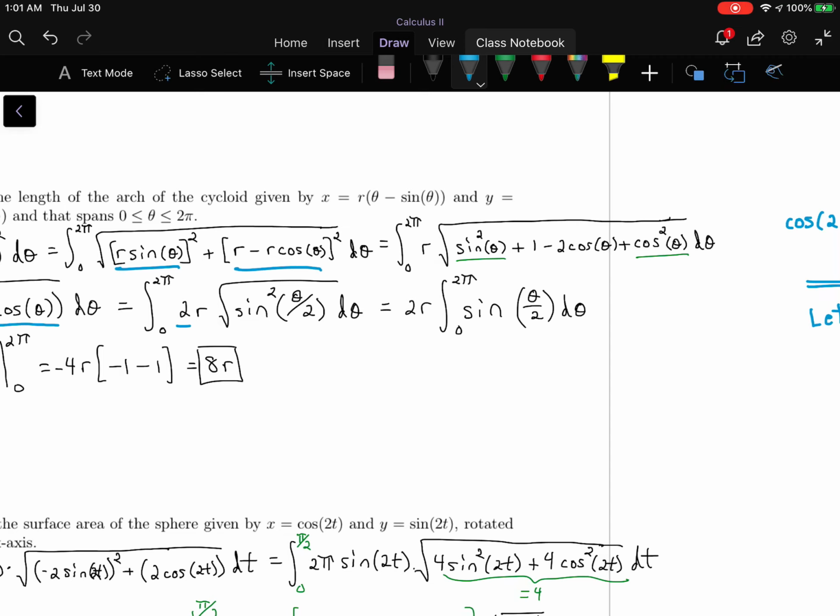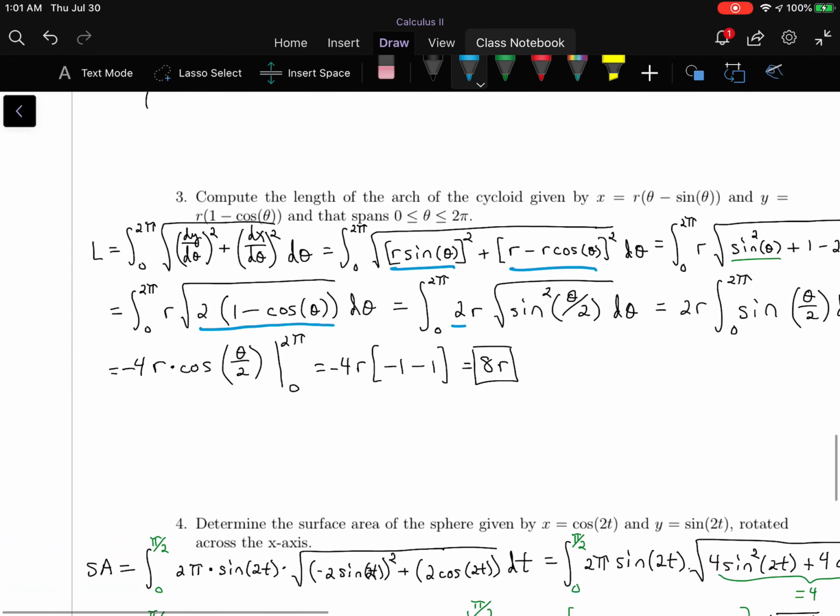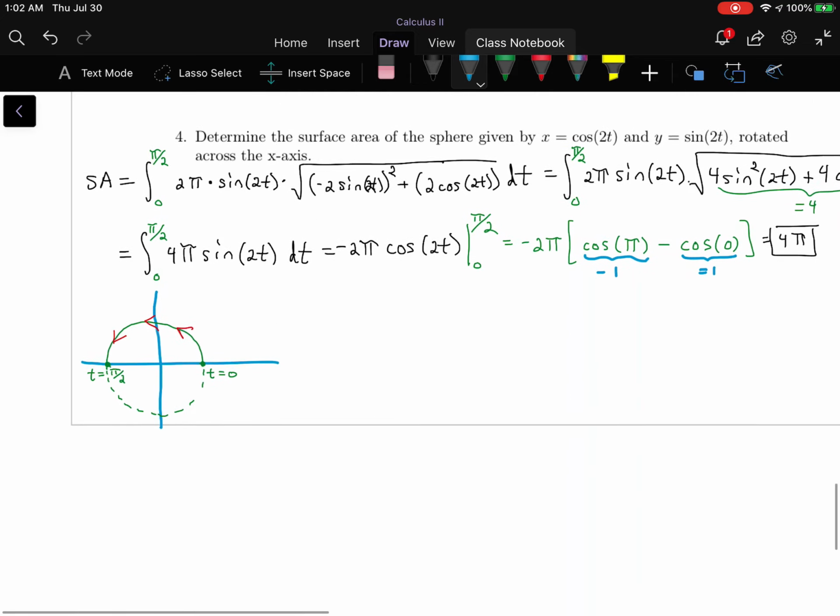And the integral of sine of theta over 2 is negative 2 cosine theta over 2, which is where my -4 comes from, because there's a 2r up front. And I want to, again, evaluate this over the full support of theta from 0 to 2 pi. And when you do that, it simplifies to 8r.